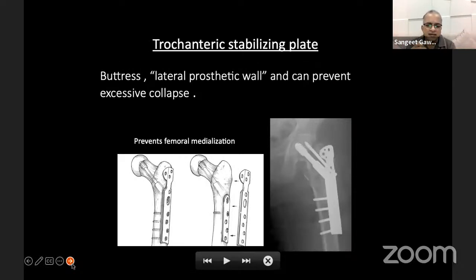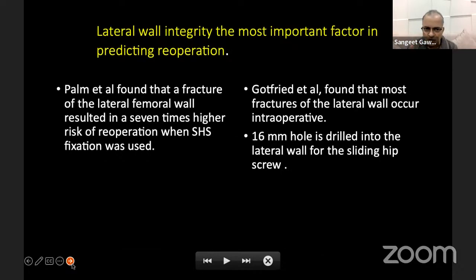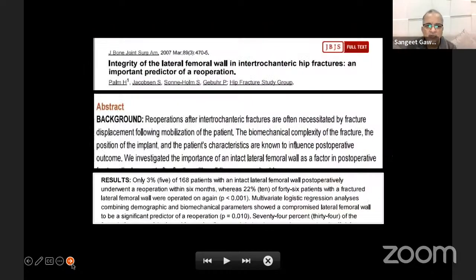Trochanteric stabilizing plates, which are supposed to buttress the lateral trochanteric wall and can prevent excessive collapse, have been designed since ages, but do they really prevent that? I think Dr. Gadigone has already explained. And the lateral wall integrity is the most important factor in predicting the reoperation, as described by various authors. Again, I don't want to repeat that. So it has been discussed already. It is one of the factors which has been stressed a lot as an important predictor for a reoperation.